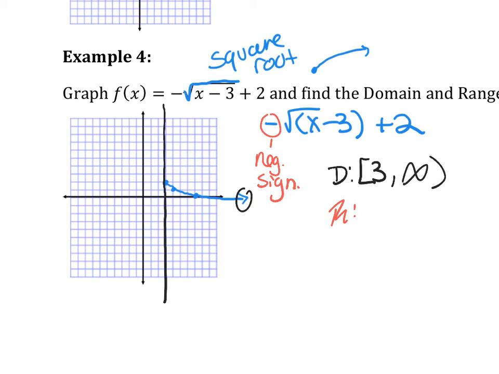And then for the range, this arrow is going down and to the right, so the lowest it goes is negative infinity. Then the highest it goes is that starting point there, which is at the y value of 2. All right, so really you just have to be able to use your calculator. If you can type these equations into your calculator, the graphing will be pretty easy because it's telling you exactly what you have to do.